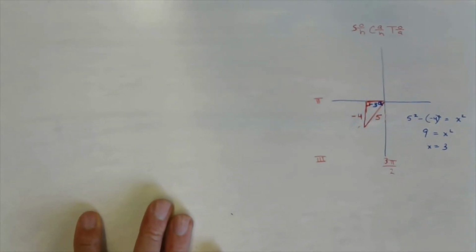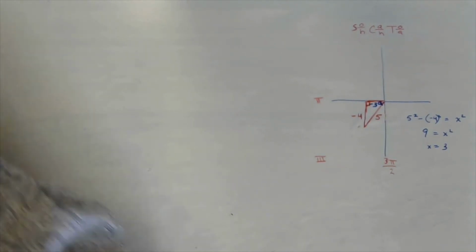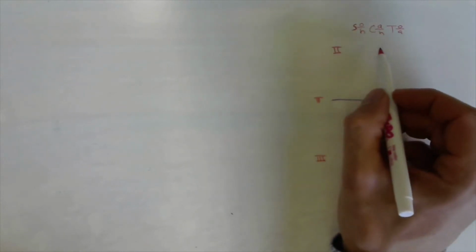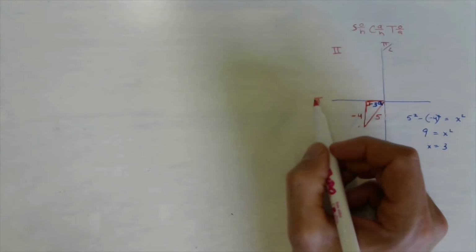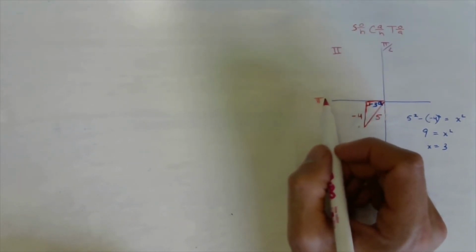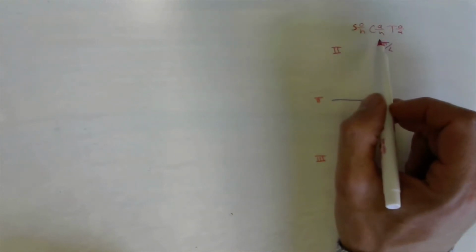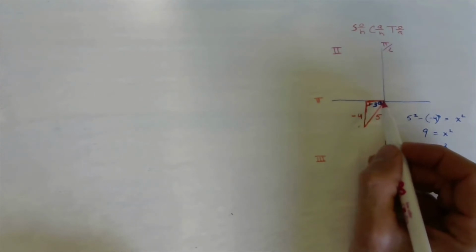We're given another angle, angle B, and we are told that angle B is in between pi over 2 and pi. So angle B is here in quadrant 2. What do we know about it? We know the cosine of B is -5 over 13. Well, cosine is adjacent over hypotenuse. So I know that my adjacent side is -5.